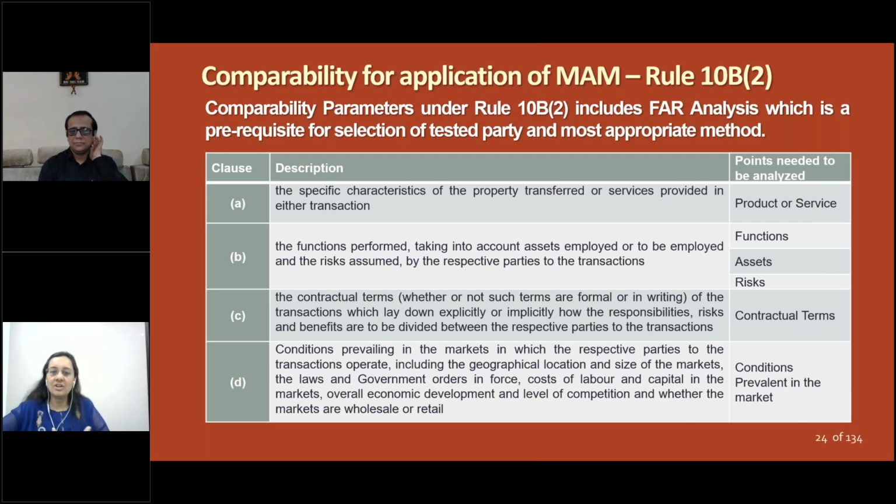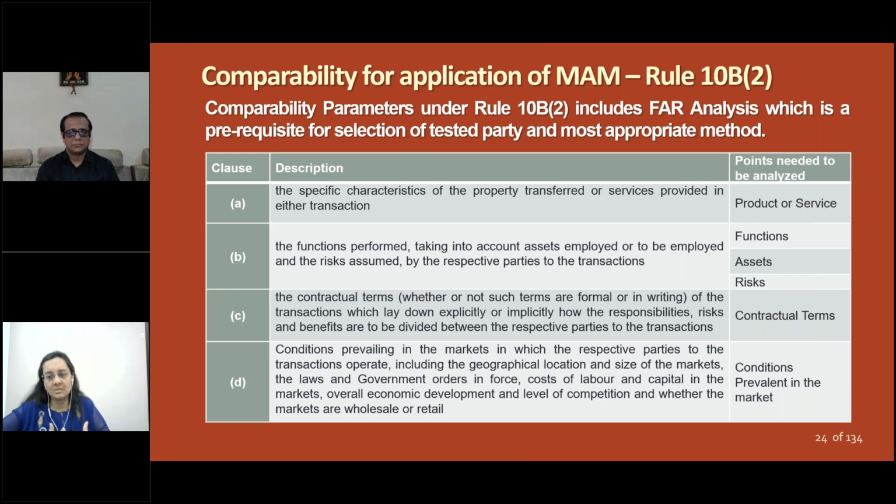So the next comparability criterion is contractual terms. This I've explained, like FOB, CIF, volume discounts, or any other benefit that you give in terms of the contract that you enter between your entity and the AE and a third party.